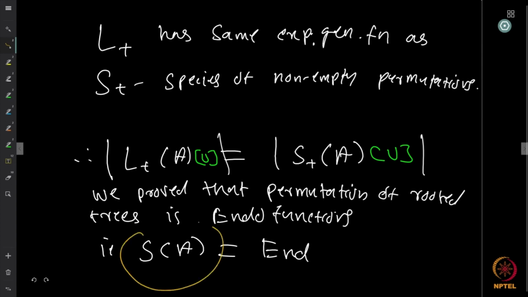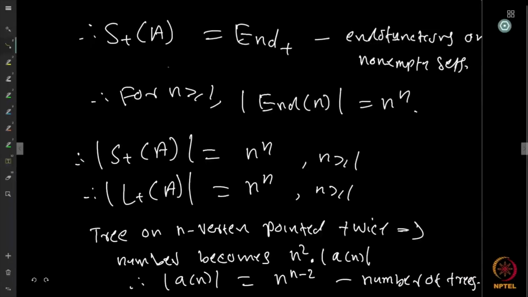So endofunctions are basically a permutation of rooted trees. Therefore, S of A equals En, because we proved this in an earlier part of the course, in the same lecture also. Therefore, S plus of A, looking at the non-empty structures, when you have at least one element, for n greater than or equal to 1, the cardinality of END of n is n raised to n.